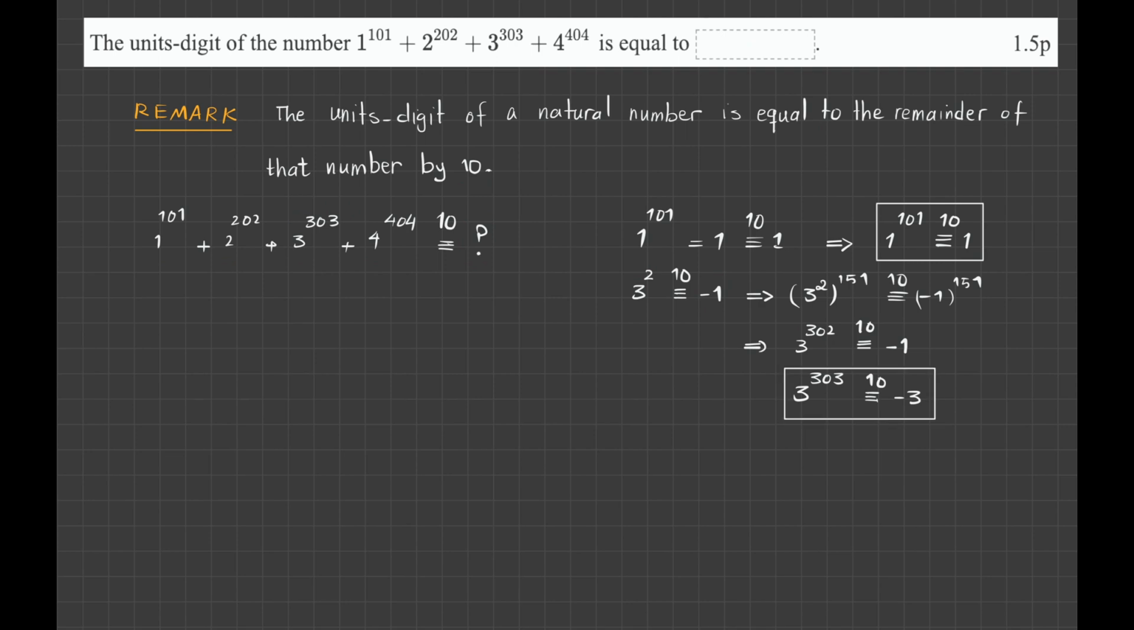Okay, but about 4 to the power of 404 and 2 to the power of 202, the problem is a little bit more complicated. So what I want to motivate you first is that if I have two natural numbers a and b, whose rightmost digit or the units digit of both of them is 6, if I multiply them, the units digit of the product is still 6. So what I'm saying, actually, let me change my color.